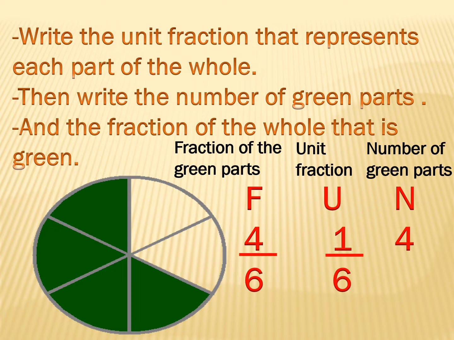First, find the fraction of the green parts. How many green parts do you have? 4 over 6. Now the unit fraction. I told you the unit fraction is the fraction that represents one part of the whole. So it should be 1 all the time. The numerator is always 1 in the unit fraction. Now 1 over all the parts, 6. The number of green parts is 4.